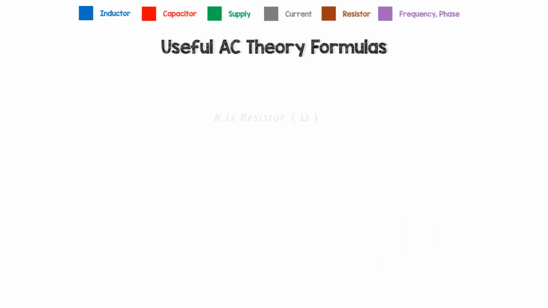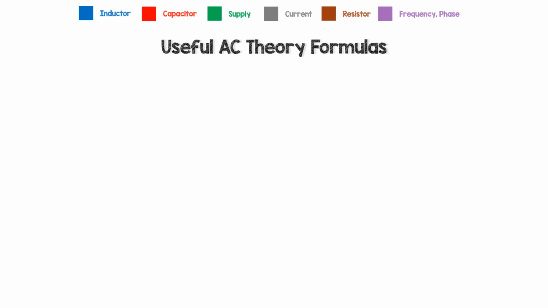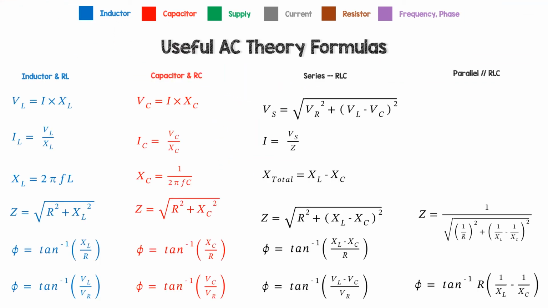These are just the colours that I use, which may help you. I didn't want to put all of these formulas at the start of the video, but feel free to pause on them and double check. You can ask any questions in the comments if you want to understand why things have been in this video. But I've put a lot of formulas here which will help you if you get stuck with any of your calculations. So there's the inductor and RL, the capacitor and RC, series and parallel RLC.